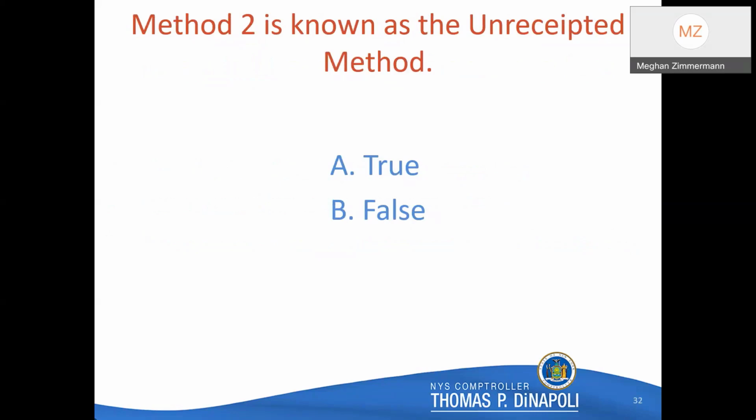Method 2 is known as the unreceived method, true or false? Okay, seems like an even mix, and the correct answer is B, false. Method 1 is the unreceipted method, and method 2 is the receipted method.